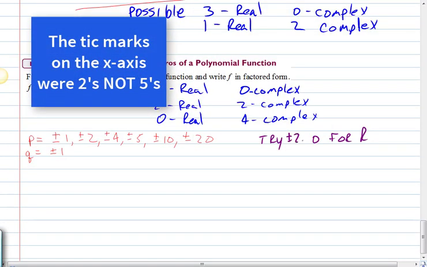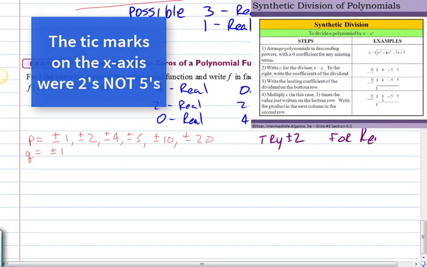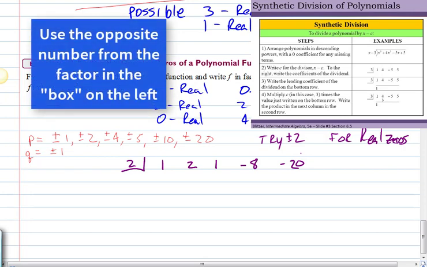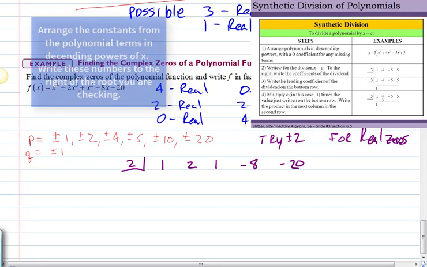Try plus or minus 2 for our real zeros. We'll start with 2. So we have 1, 2, 1. We're going to do that next. What we're doing is working this 4th degree polynomial down to a quadratic that we can then use the quadratic formula to solve.